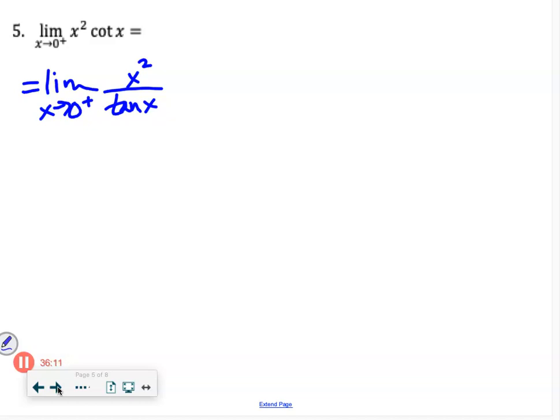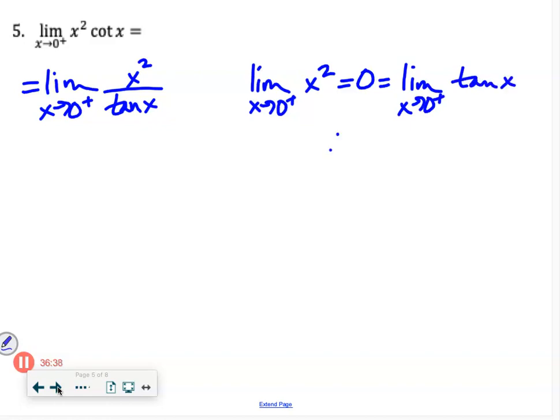Now you can L'Hopital. You can only L'Hopital when you have 0 over 0 or infinity over infinity. 0 times infinity is not a L'Hopital. You have to rewrite it somehow. So 0 over 0 or infinity over infinity. But first we've got to justify. So the limit as x approaches 0 from the right of x squared equals 0, which equals the limit as x approaches 0 from the right of tan x. Therefore, L'Hopital applies. Okay, so now we can L'Hopital.